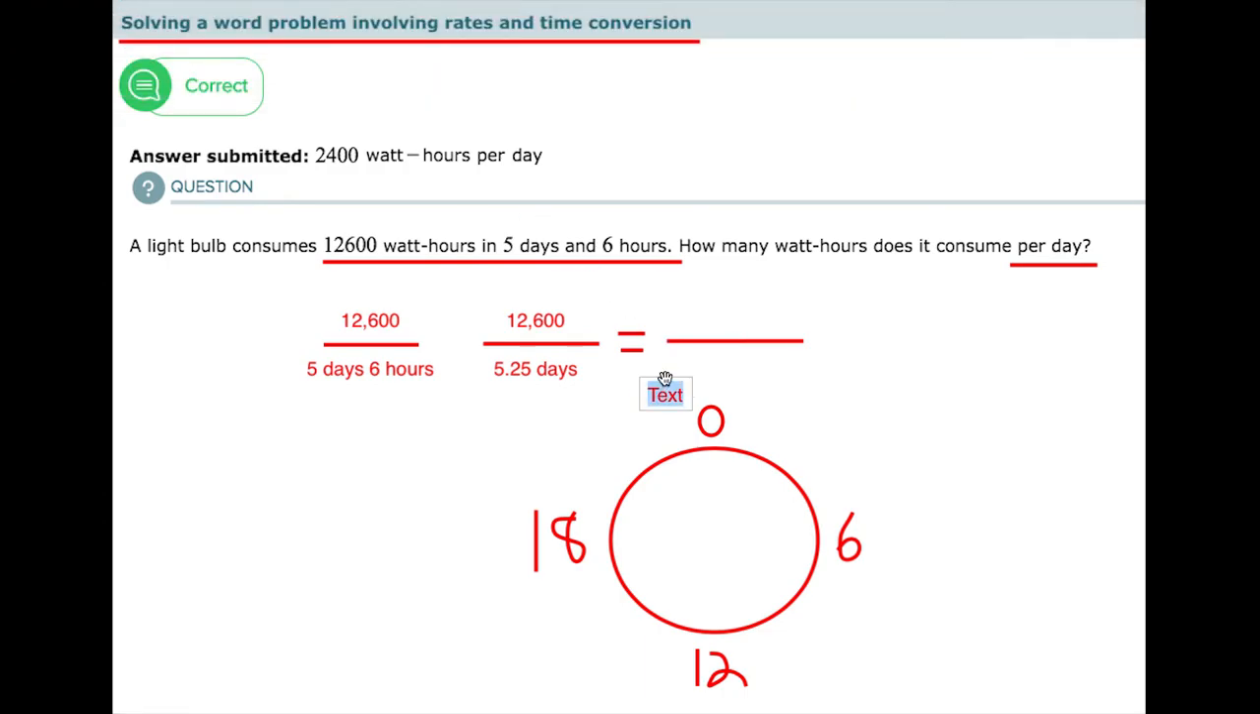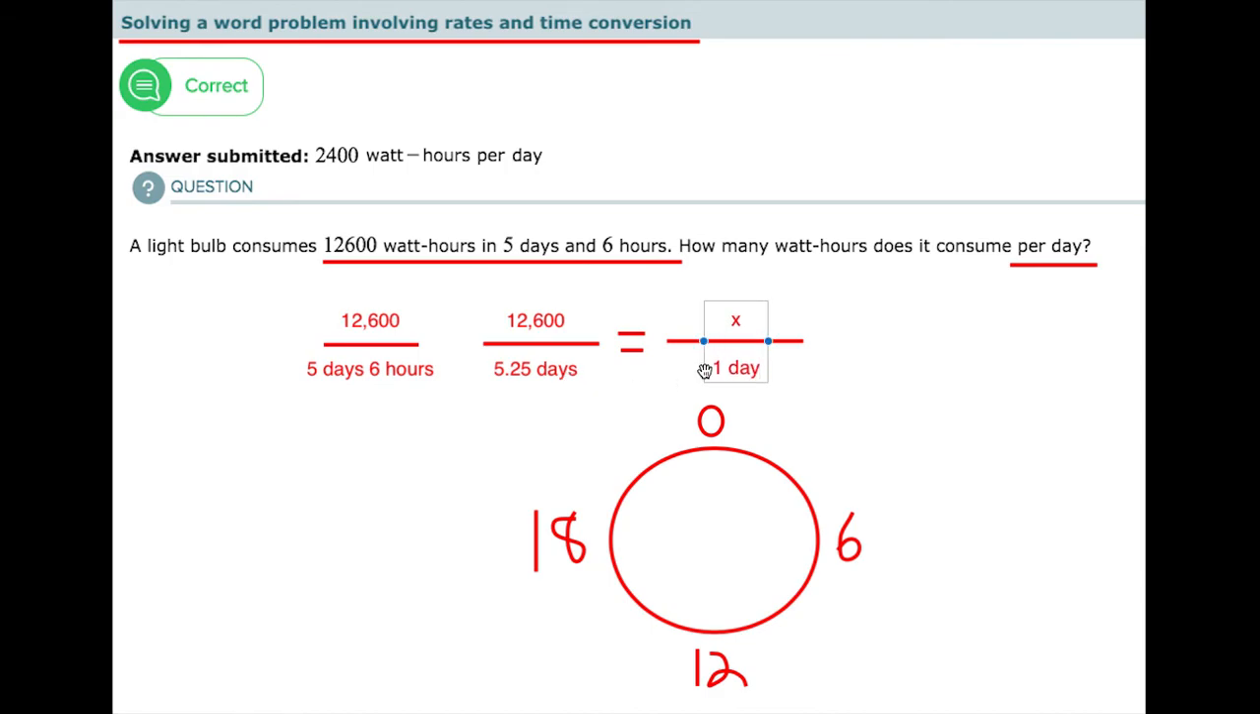So we're going to go ahead and set up our other proportion. Now, what do we even know? We don't know how many watt hours. That's what we want to know. We want to know the 12,600, so that's our x value. And then we're going to say per day, so that's just one day.